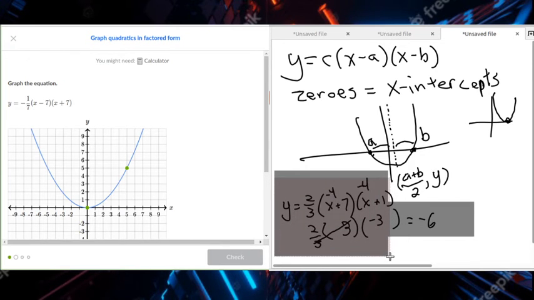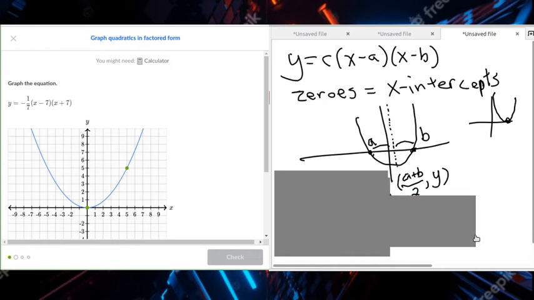Let's try these again. Our next one looks like -1/7 times x minus 7 and x plus 7. So here I have that same form again. All right. So if I want to find the zeros, I need to set y equals 0.